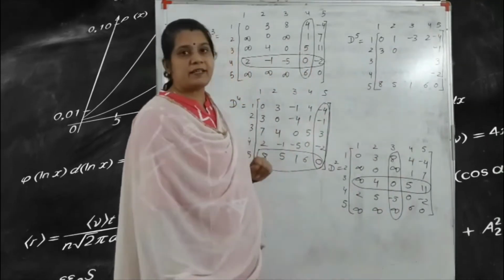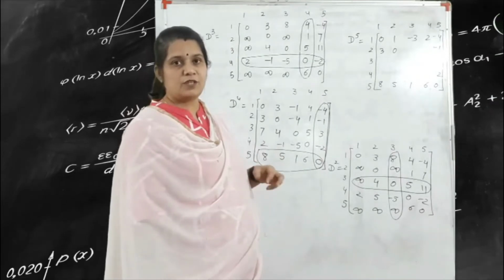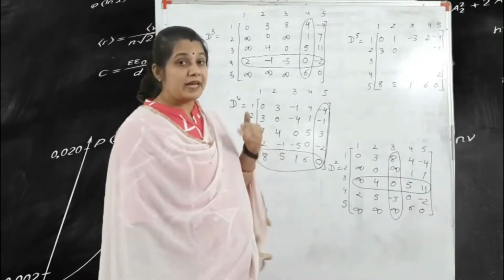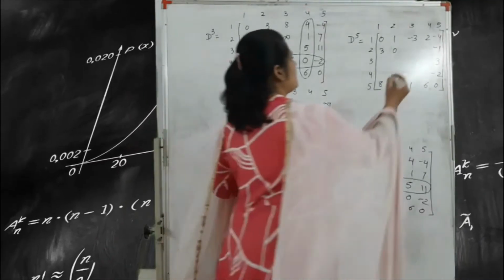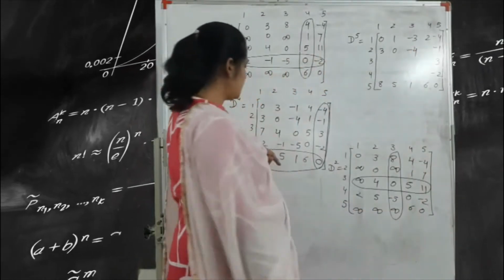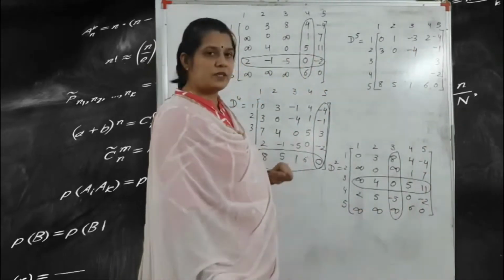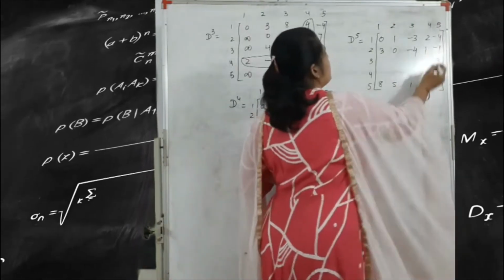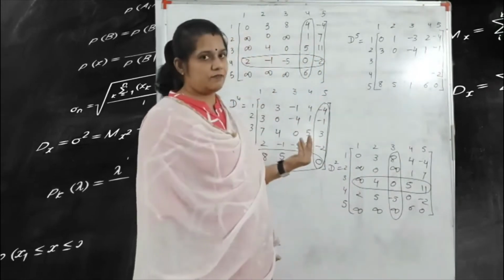So 1 and minus 1, that means 1 minus 1, that means 0. So minus 4 is less than 0, so we write here the minus 4. Okay, next one is 6 minus 1, 5. So 5 is greater than 1, so we write here the 1 as it is.